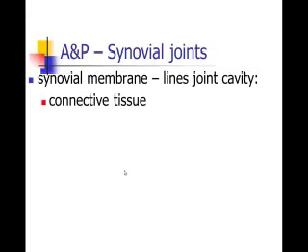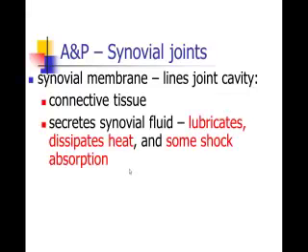So the synovial membrane is going to line the joint cavity. It is made out of connective tissue, and this is sort of unusual because it does secrete synovial fluid. If you remember back when we talked about the functions of the various kinds of tissues, we said that normally if you have secretions, they're coming from epithelial tissue. This is an exception to that, a rather remarkable exception actually.